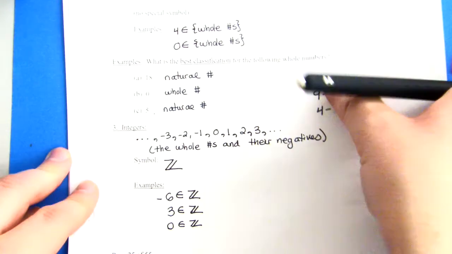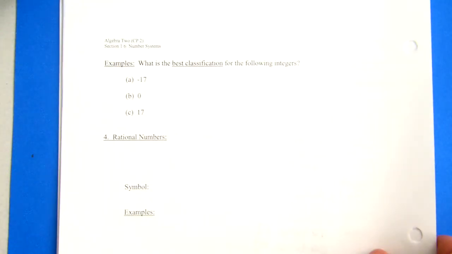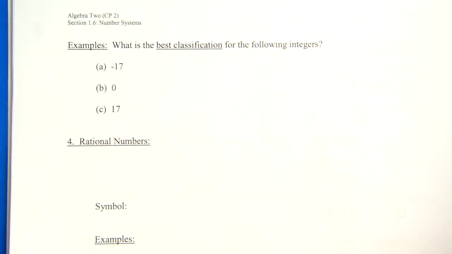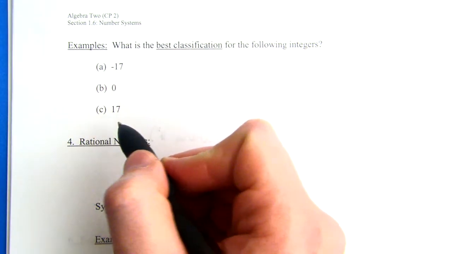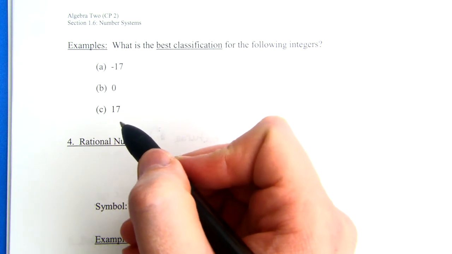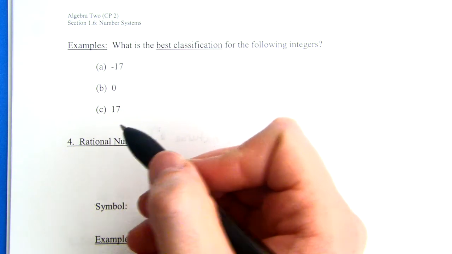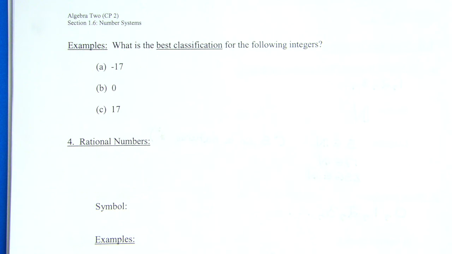Okay, so now we need to do some best possible classifications for some integers. And remember, that question is all about what is the best name we can give to that number. These are certainly all integers, but I want to see if there's a better name, a smaller set that I can name it. Natural numbers, whole numbers, or maybe integers really is the best. What do you think for -17? What's the best name for -17?